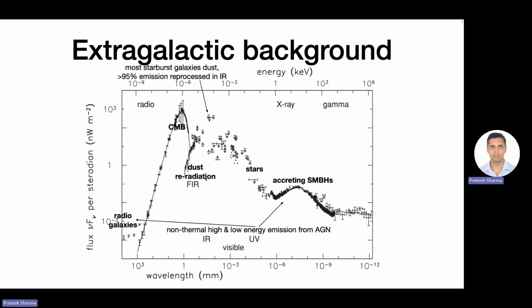This is dust re-radiation in the far infrared. A lot of galaxies, especially star-forming galaxies, have a lot of dust. What dust does is it absorbs a lot of UV and optical light. So dust is absorbing all this light, but it's also gaining energy from this light. So it gets heated up, to 100 Kelvin or that sort of a temperature, and it emits as a black body.